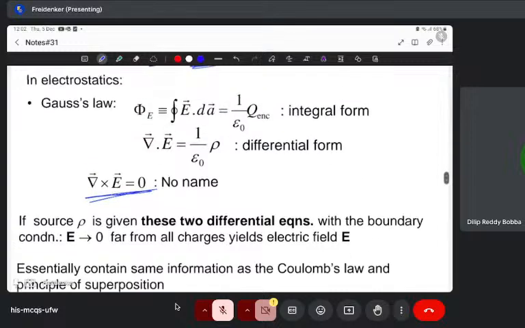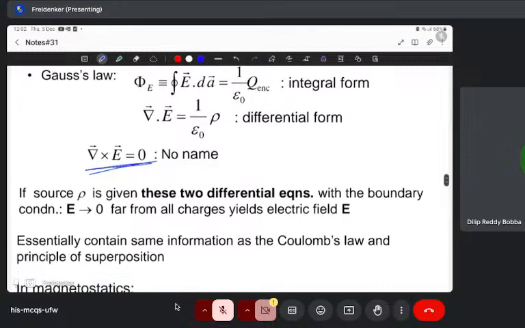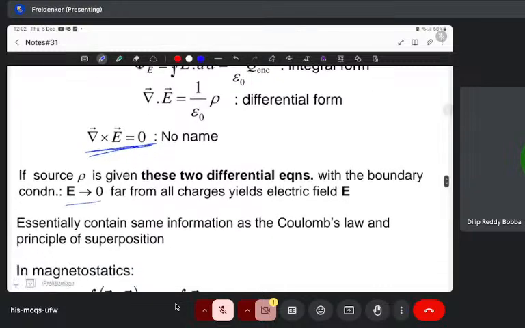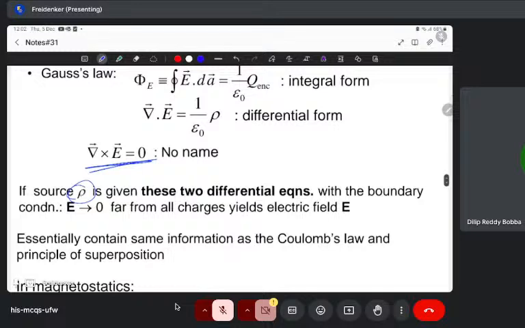So what they're saying is, if they try to solve these equations using some boundary conditions, then they will get Coulomb's law and the principle of superposition. Like if you're very far away from any source, then the electric field is zero. There is no effect of any charge density.